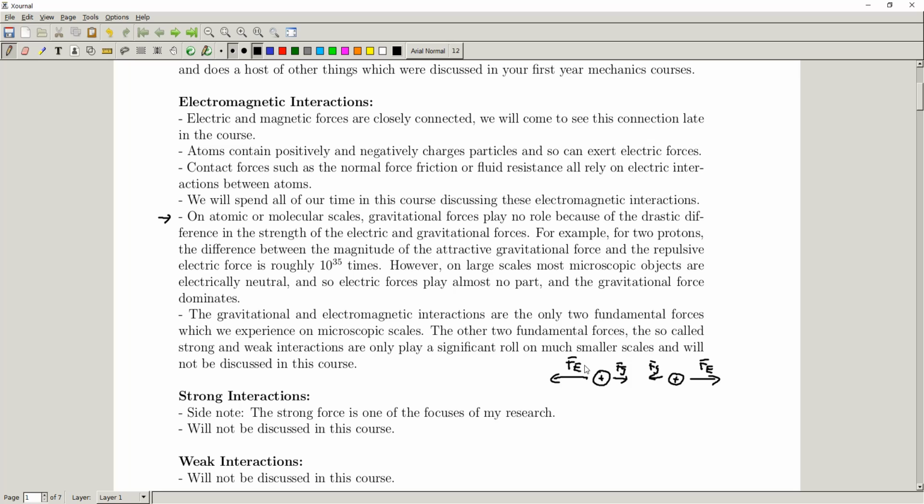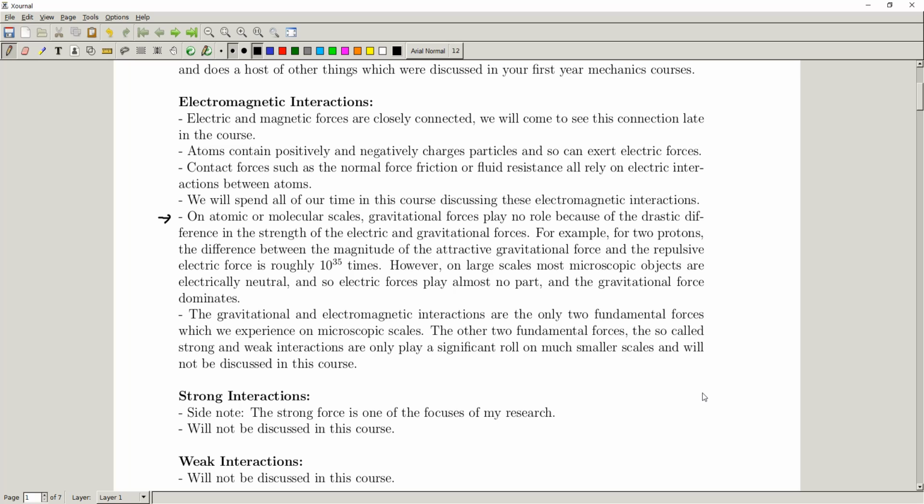And if we were to compare the magnitude of the gravitational attraction to the magnitude of the electromagnetic repulsion, we would find that the electromagnetic repulsion would be roughly 10 to the 35 times greater than the gravitational attraction. So that's a 1 with 35 zeros after it. So we can really see that on these small scales, the electromagnetic forces really dominate, and there really is no sense in looking at any sort of gravitational contribution to what's going on here, right?